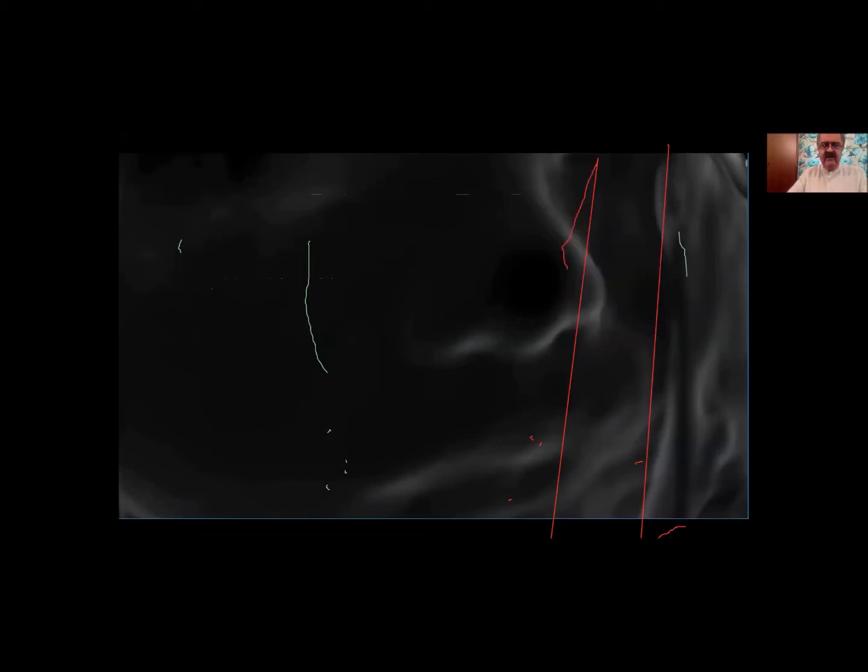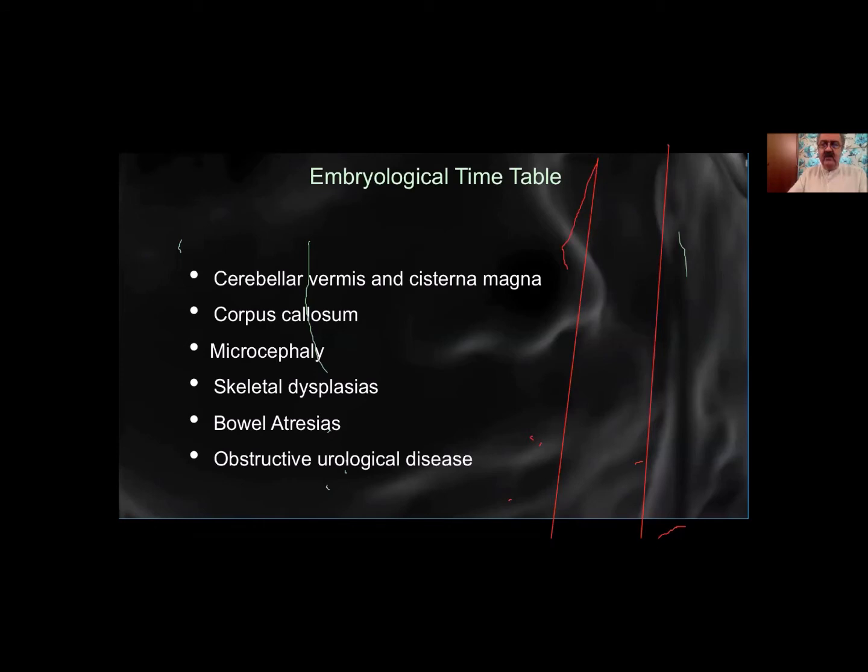Now, moving on, we also need to remember one more thing, which is very important in looking at anomalies, managing them, and understanding them, and that is that there's an embryological timetable, that there are certain parts that will not be seen at 18 to 20 weeks. A, the cerebellovermis and cisterna magna might show a large communication between the cisterna magna and the fourth ventricle as late as 18 to 19 weeks. And this needs to be taken into consideration.